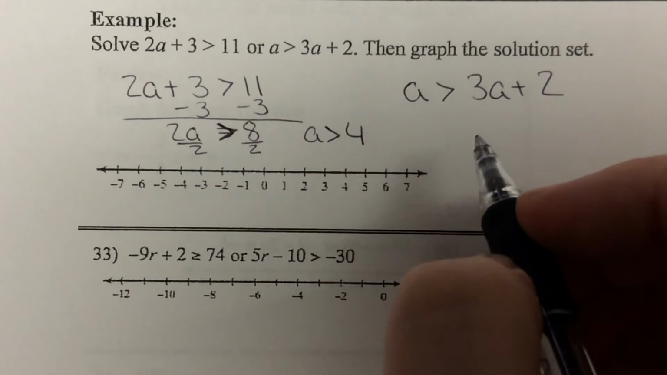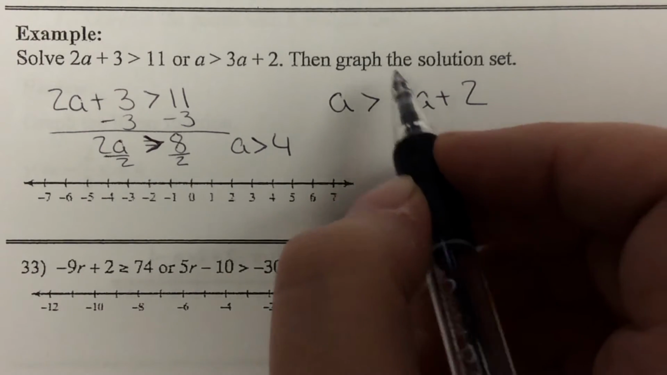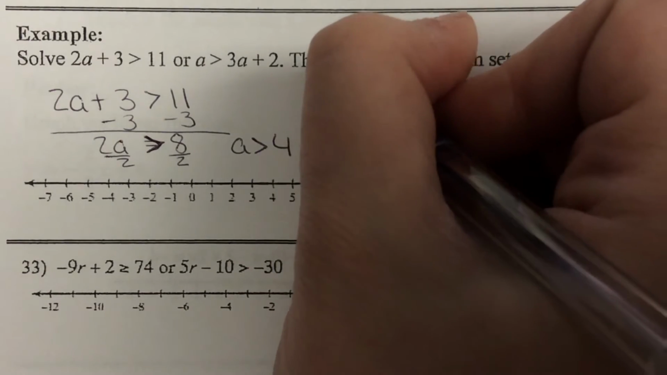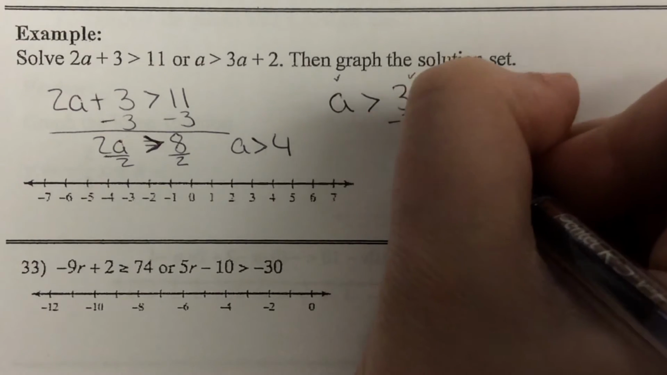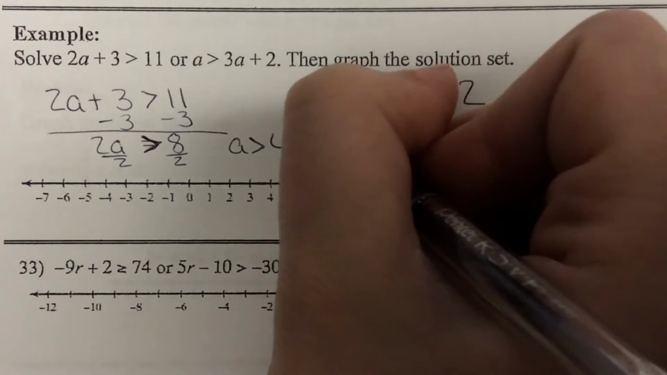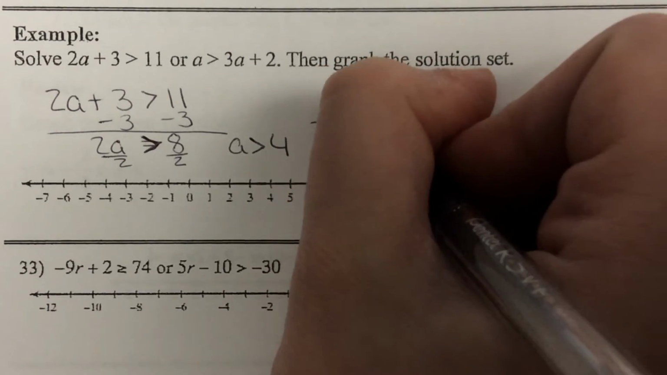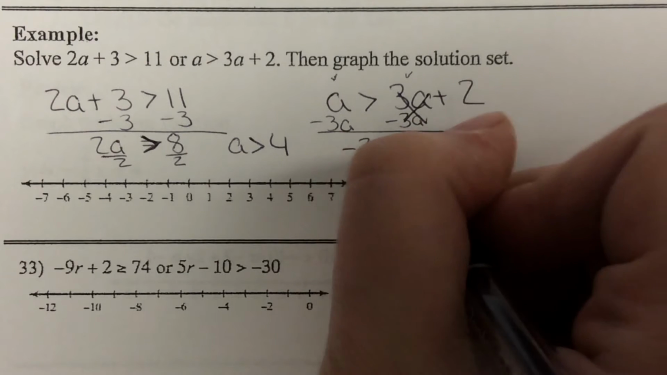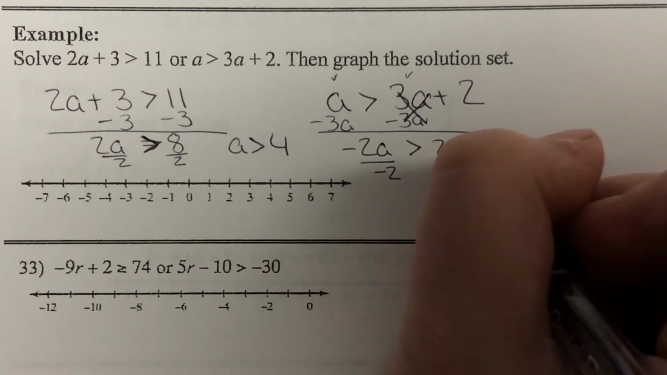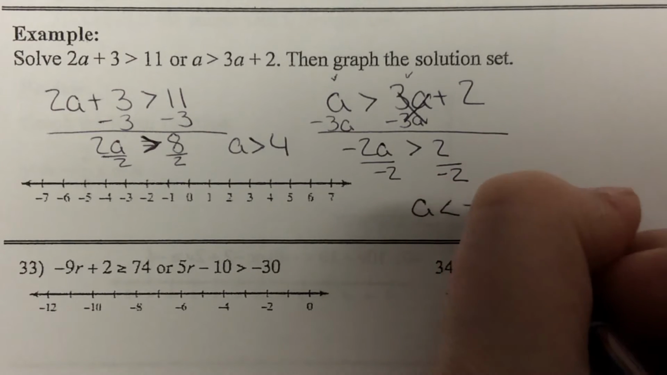All right, and in the other one, we need to, first and foremost, get all of our variables together on one side, because right now we have a variable on the left and a variable on the right. So let's subtract this 3a and move it over here with the other variable. We have 1 minus 3 is going to be negative 2a greater than 2. And when we divide by, oh, look, we're dividing by a negative. So we have to flip the sign. A is less than negative 1.